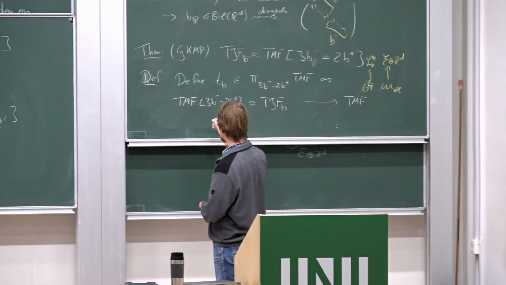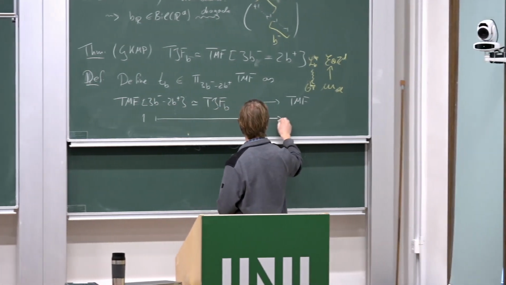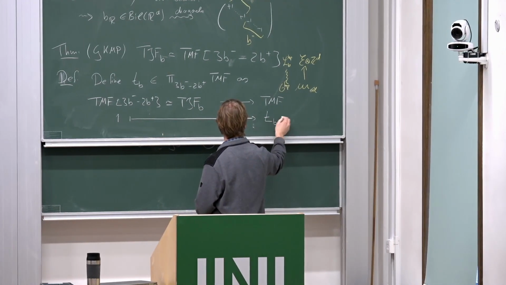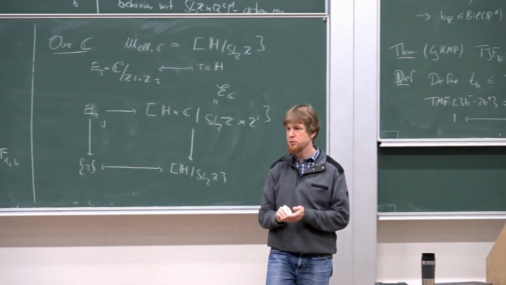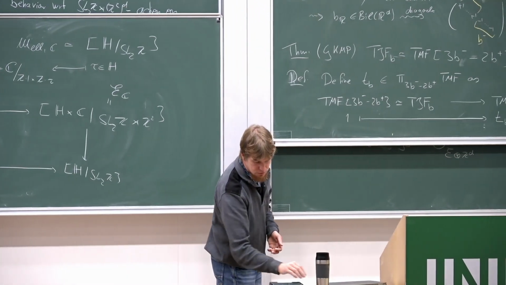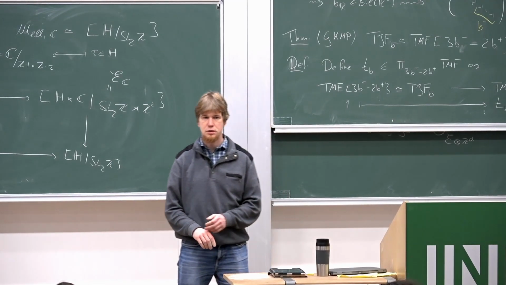And so now here we have an element 1, and this will be sent to t_B, well defined up to sign. Questions about this construction?